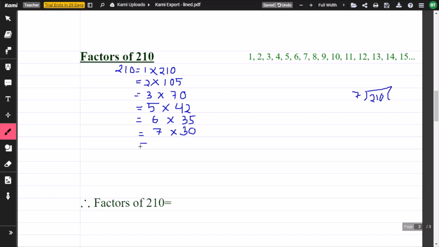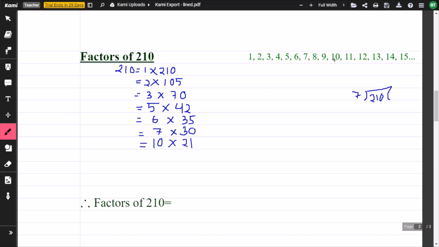Okay. So after 7, the next number is 8. 210 is not divisible by 8, so we cannot take 8 here. After 8, the next number is 9. Is 210 divisible by 9? 210 is not divisible by 9, so we'll skip 9 as well. After 9, the next number is 10. In 210, the last digit is 0, so it means 210 is divisible by 10. So 10 times 21 gives 210.